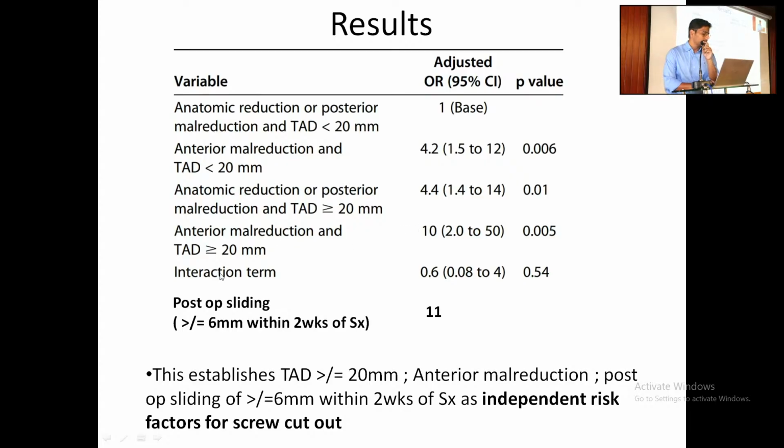but the interaction term, that is the association between these two, is 0.6, which means there is no interaction between these two variables. And similarly, the post-op sliding, that is greater than or equal to 6 mm within the initial 2 weeks of surgery, is 11, again a positive association. So this establishes TAD greater than 20, anterior malreduction, and post-op sliding of greater than 6 mm within 2 weeks as independent risk factors for screw cutout. So that is what our aim was, and we have done it.